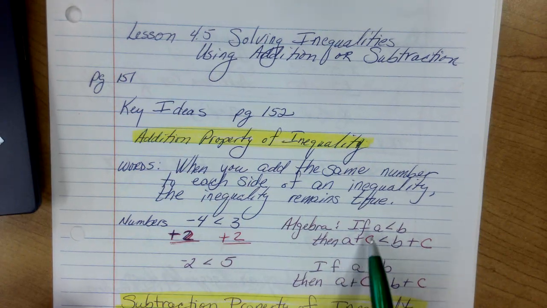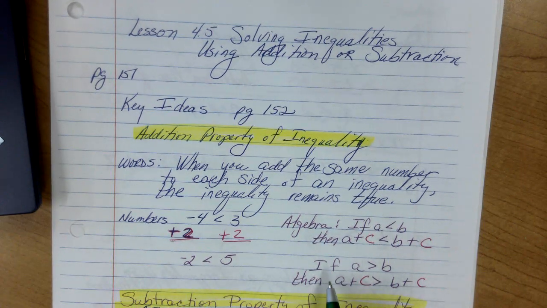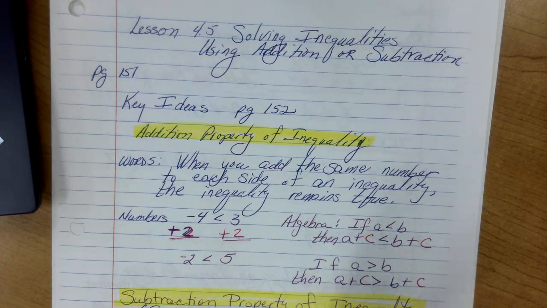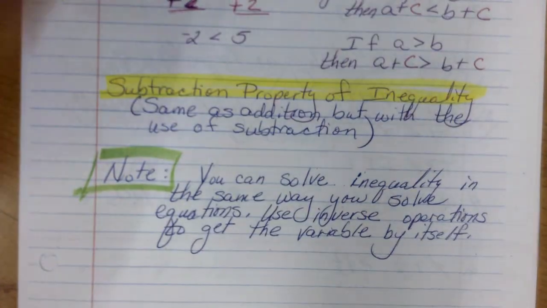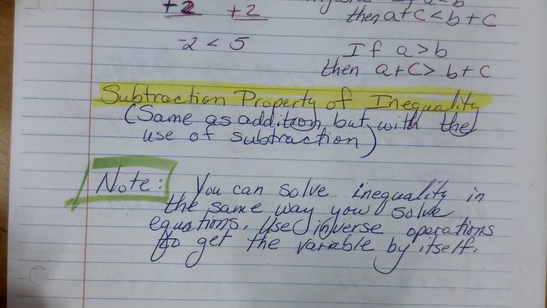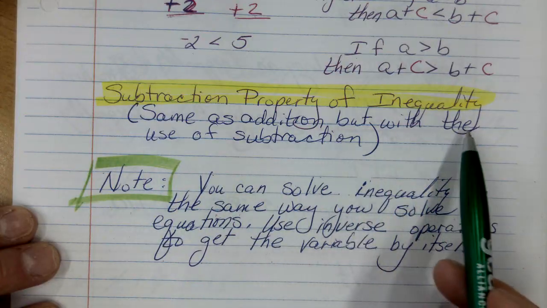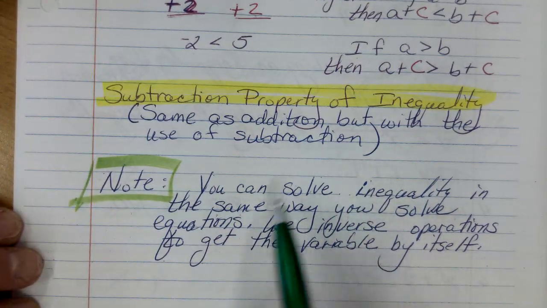Here's the algebra way. If A is less than B, then A plus C is still less than B plus C. And the opposite can be said: if A is greater than B, then A plus C is still greater than B plus C. The subtraction property of inequality is the same as the addition, but with the use of subtraction.